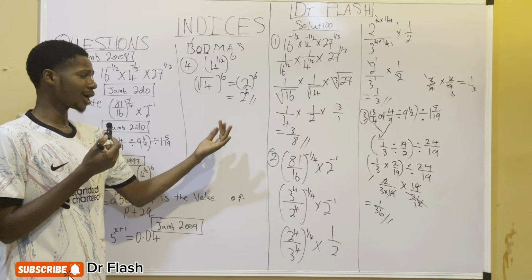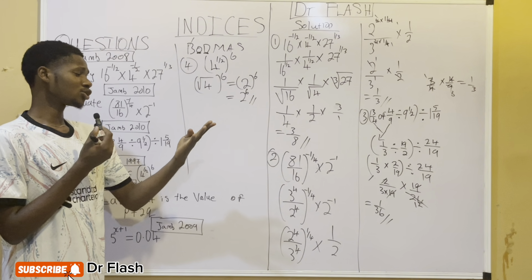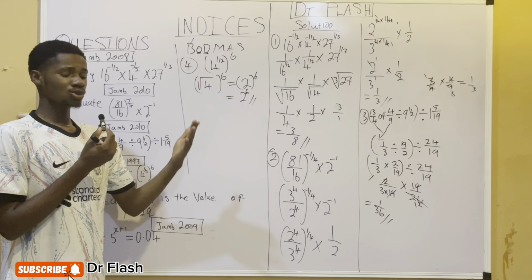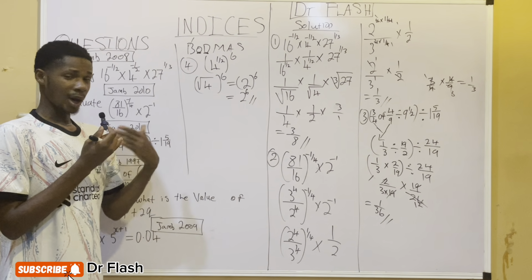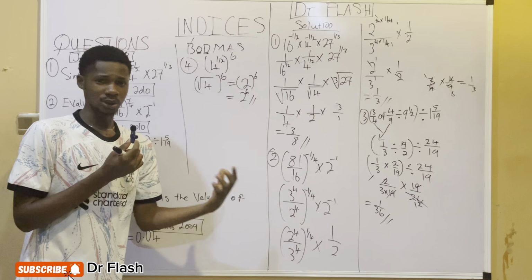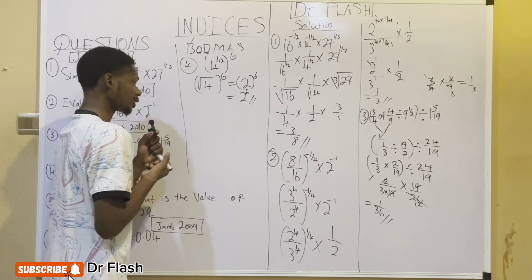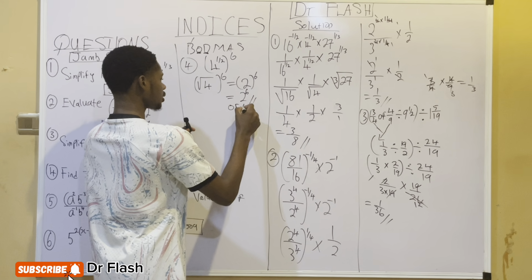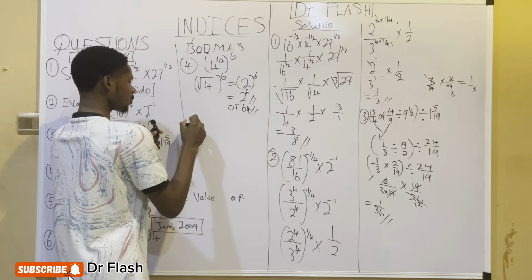That is 2 times 2, that is 4, times 2 is 8, times 2 is 16, times 2 is 32, times 2 again is 64. That would be 64. So 2 to the power of 6 will give us what now? 64. So I'm just going to write here 2 to the power of 6 or 64. That is how it is being done.